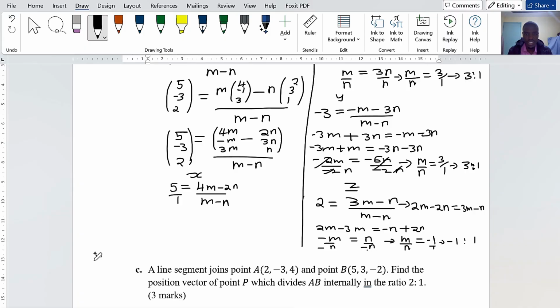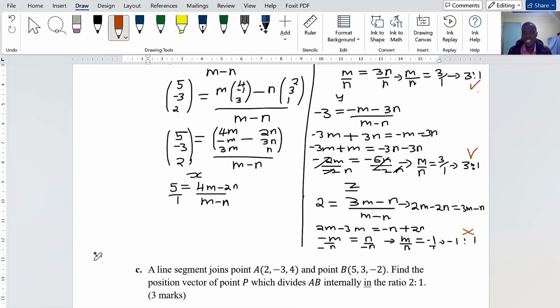Now this is wrong. Let me check. 2 times m is 2m, then 2 times n is 2n. Then 3m minus n. When you take 3m to this side, 2m minus 3m, then when you take this one to the other side, we have negative n plus 2n. So this gives you negative m, while the other side gives you n. So this simply tells you that the points don't lie in a straight line. This confirms it, but we also wanted z to agree.